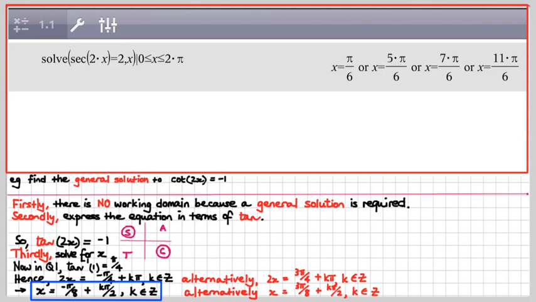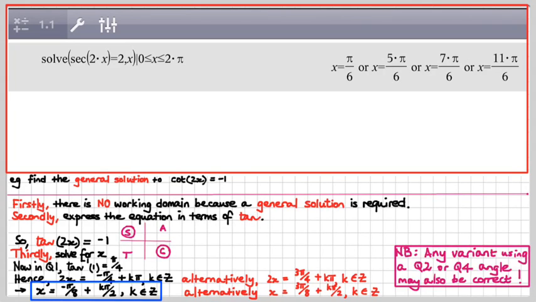Now, alternatively, any variant using quadrant 2 or quadrant 4 angles may also be correct. So don't get all hung up about the fact that the answer in the back of the book might look different. It's probably the same thing, and the only way to really find out is to test it.